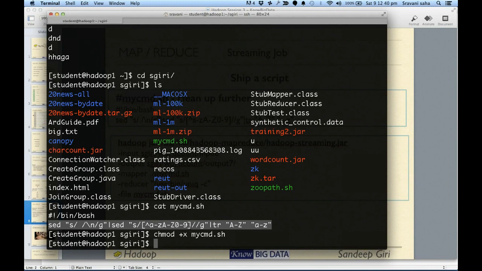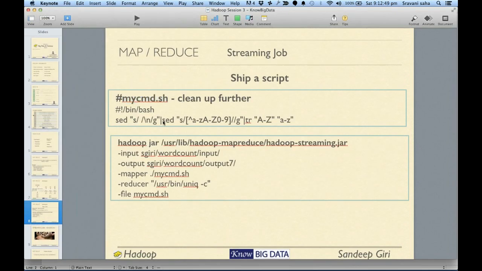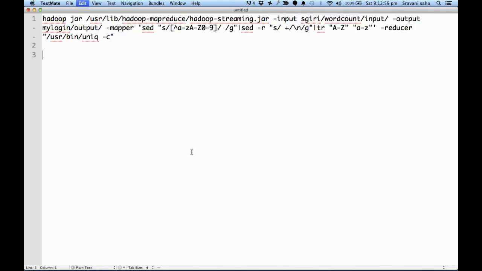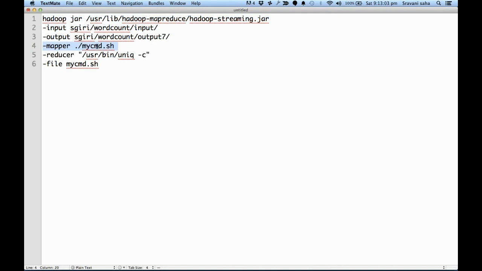All right. So my command.sh contains this code. Now the next step is to do this. Now I'll show you the same command. We have put this complex command line into my command.csh, and here there is one more parameter we are passing. We are saying -file my command.sh. Now, why do we need to do this? When your command is not available on all the nodes, what you need to do is tell Hadoop to copy it onto all the nodes, because this is your own command. sed was available on all nodes, sed being a Unix command.